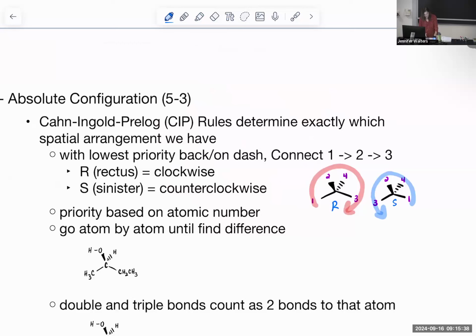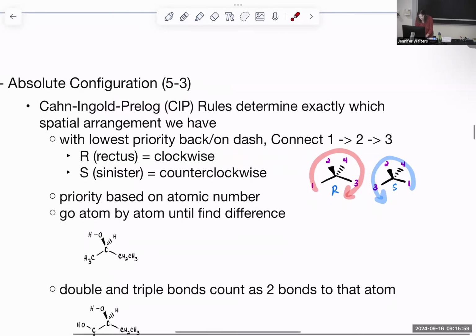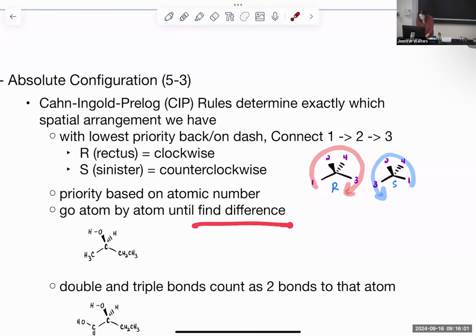The priorities are based on your atomic number. So the higher the atomic number, the higher the priority. The lower the atomic number, the lower the priority. So hydrogen will always be our lowest priority because it has the lowest atomic number. You're going to go atom by atom until you find the difference.